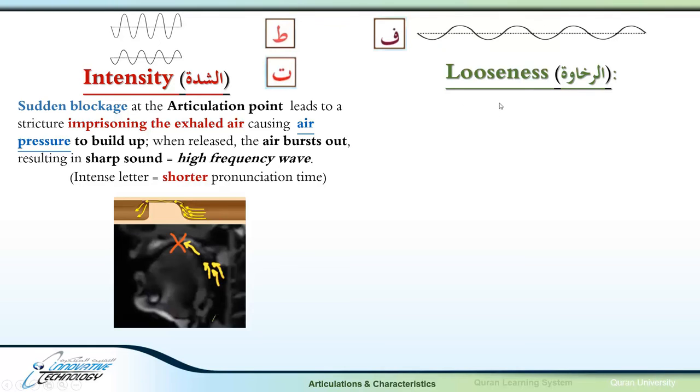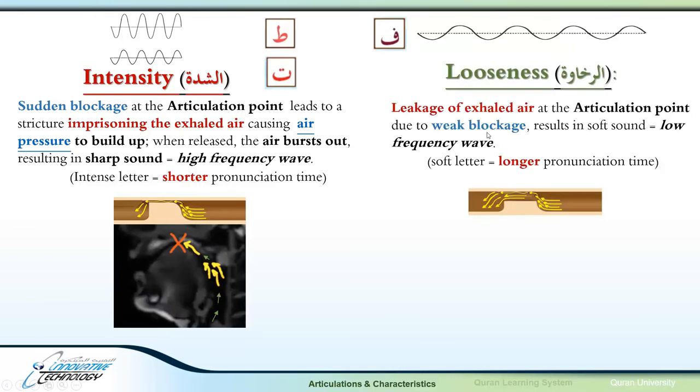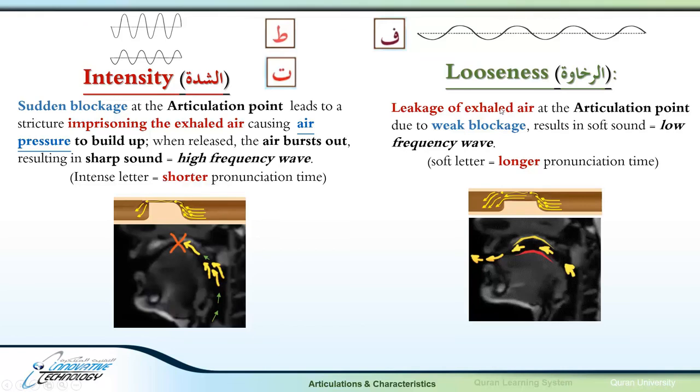Let's now look at the looseness characteristic, and we will see that there is always a leakage of the exhaled air. That leakage happens at the articulation point due to weak blockage, so the blockage here is not as complete as it was here, causing a stricture. The tongue is not as raised as in this case, so there is a space between the hard palate and the tongue, and that results in a soft sound with a low frequency wave, as we see here. And as we have now realized, the soft letter is associated with a longer pronunciation time.